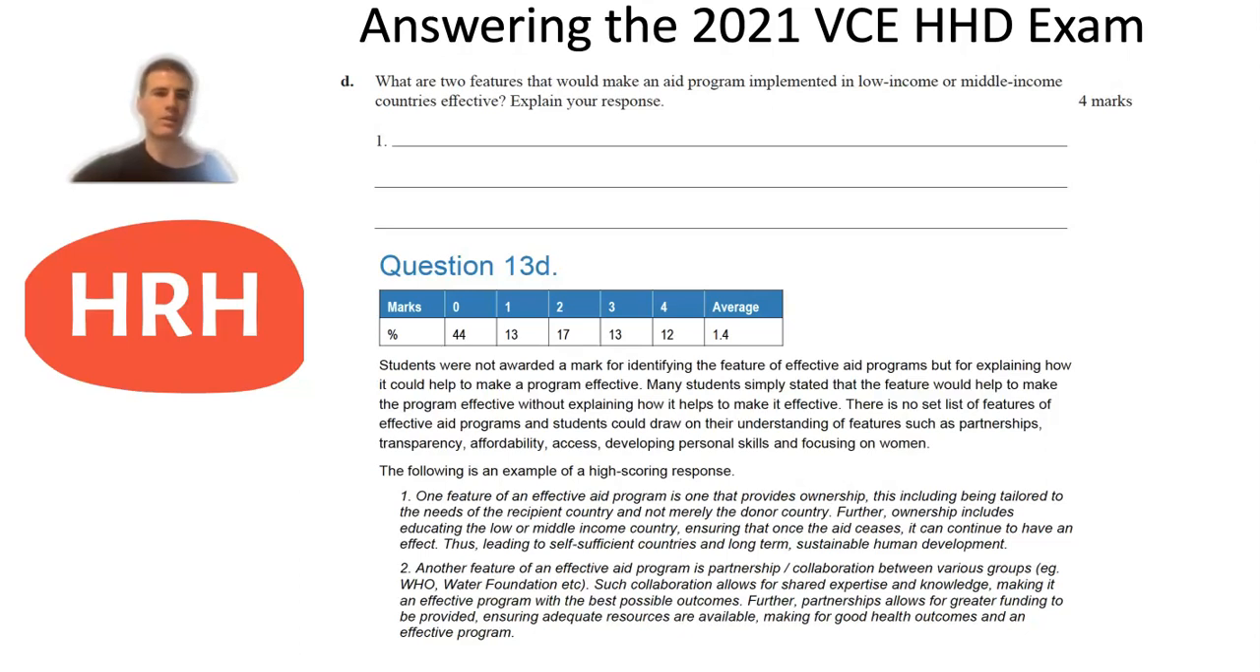So linking into why it's likely to be effective. The other feature they included in the high scoring response was partnerships and collaboration. And they talked about how that can lead to things like shared expertise and knowledge and greater funding for programs, meaning adequate resources are available, and that leads to increased outcomes and effective aid programs. So make sure for those features of effective aid programs, you know why they're likely to lead to effective programs.